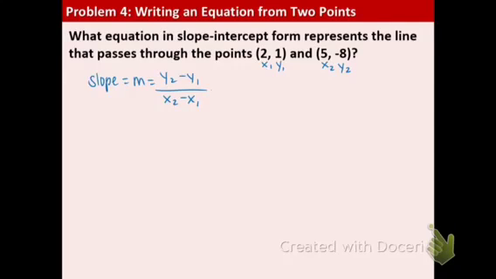And now we're going to substitute in. So we have -8 minus 1 over 5 minus 2. When we simplify, we have -9 on top and 3 on bottom, and that reduces to -3. So our slope is -3. After that, we just found the slope. We need to use the slope and the coordinates of one of the points to find the y-intercept.